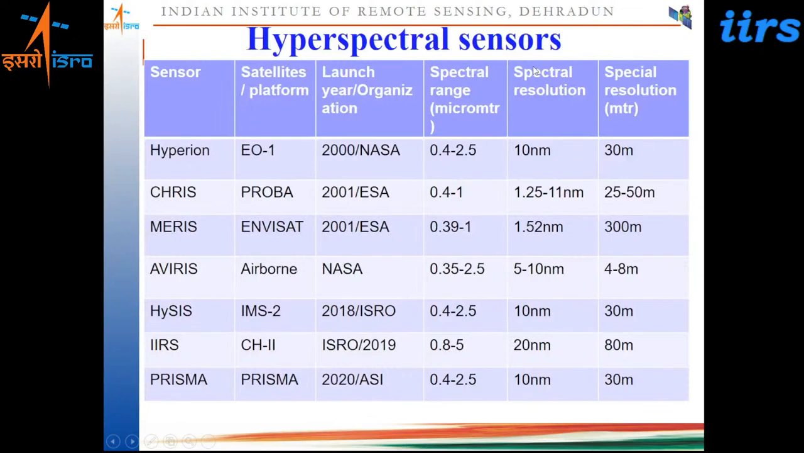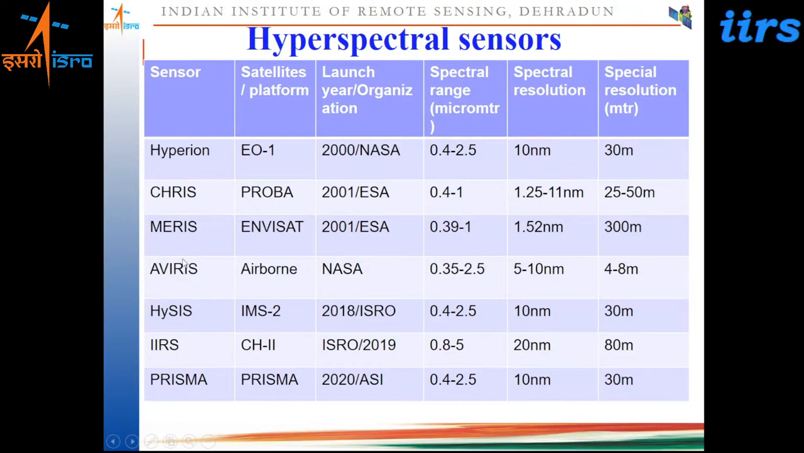So now, very briefly, about the basic hyperspectral sensors that we have. There are different spaceborne sensors and airborne sensors also. I am listing here the spaceborne sensors like Hyperion, which was launched in 2000 by NASA. Then CRISM, then MERIS on ENVISAT, with spectral resolution around 5 to 10 nanometers. This IIRS we were talking about is the airborne sensor.